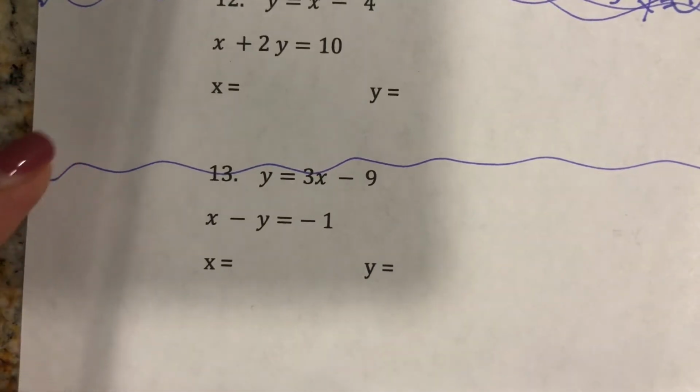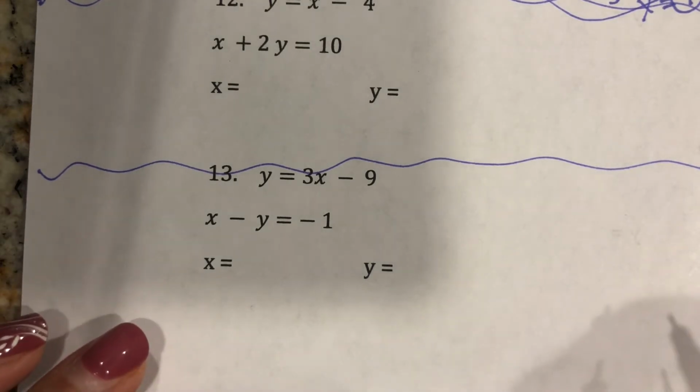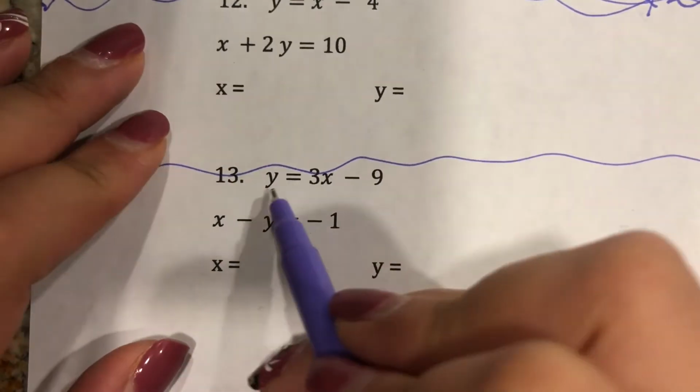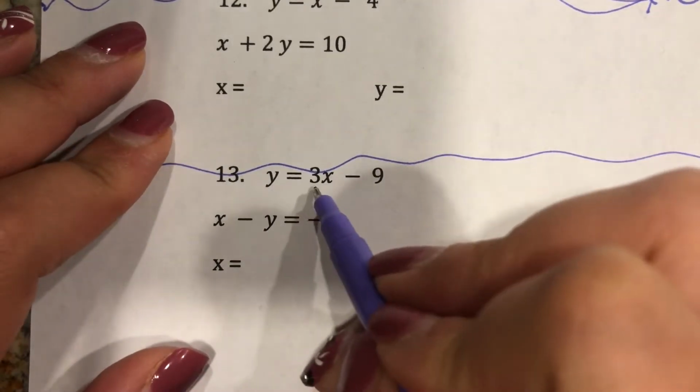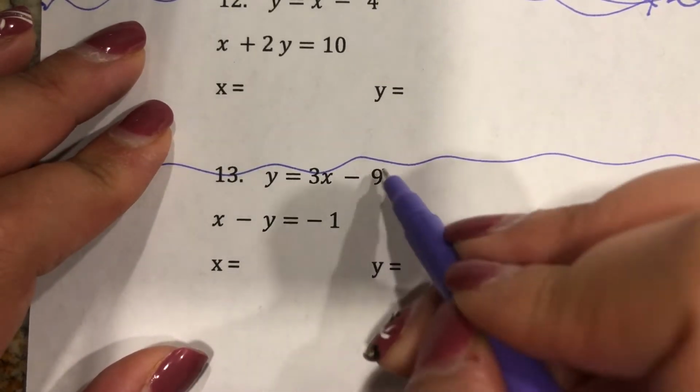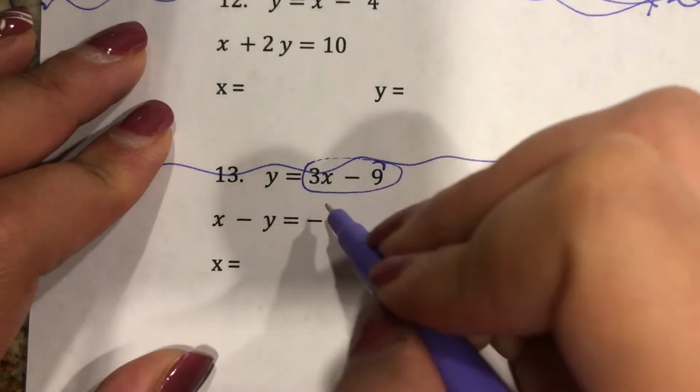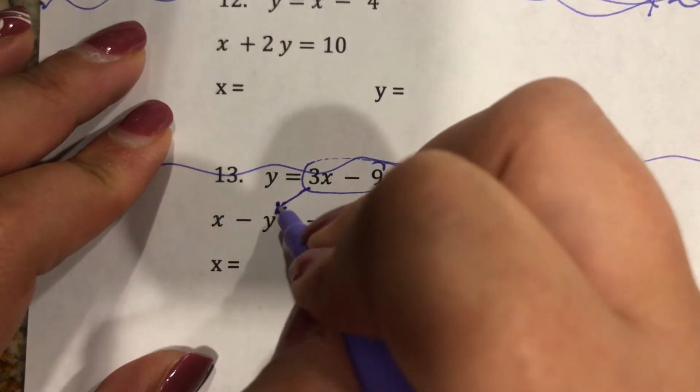And I'm back. All right, question 13. Woo, we're halfway there. I know, I'm lame. All right, so we still have y equals 3x minus 9. We're going to take that value and we're going to substitute it in for our y.